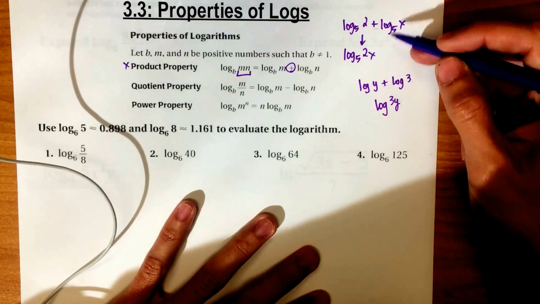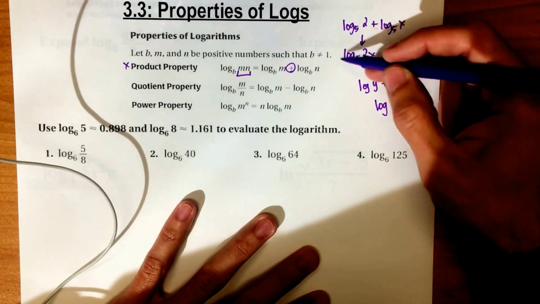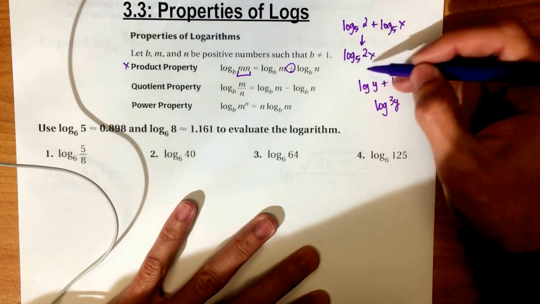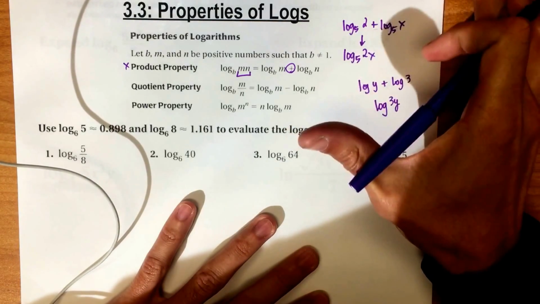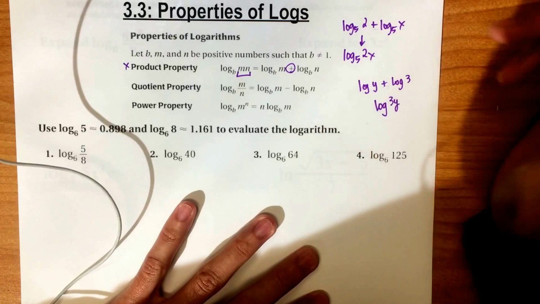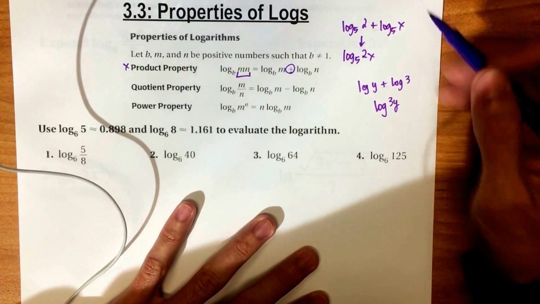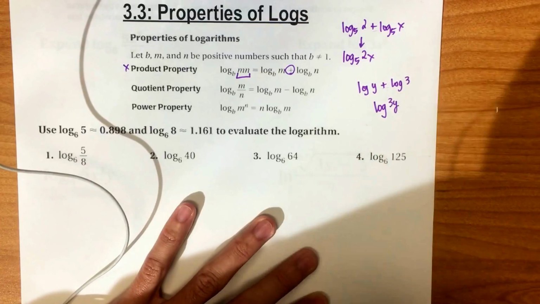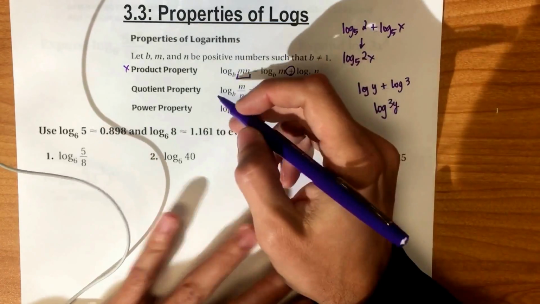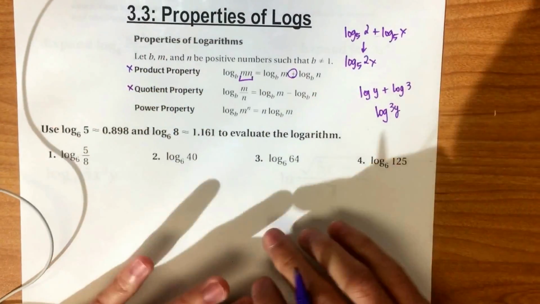So we're actually going to be doing both of these. We're going to be taking terms that are one log term, and we're going to split it apart into as many separate terms as we can. And we're also going to take terms that are already split up, and we're going to be condensing them as much as we can. The next property we're going to talk about is called the quotient property.